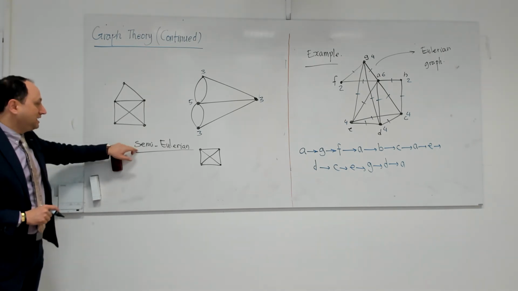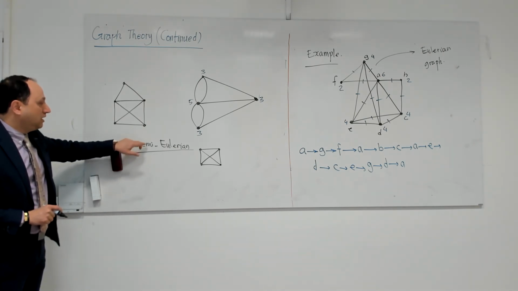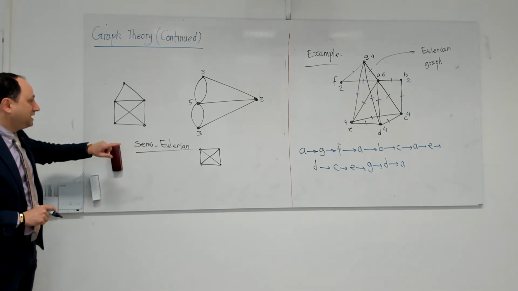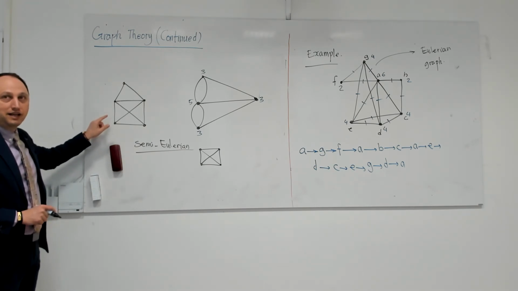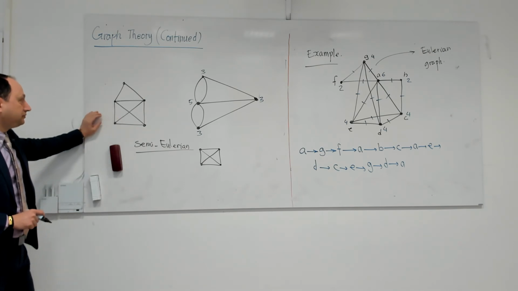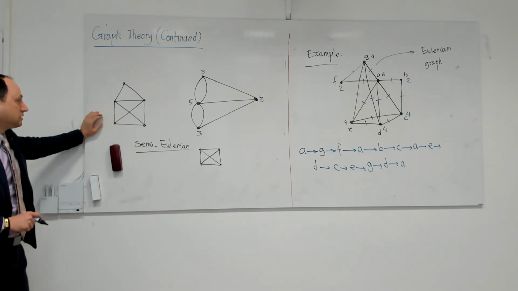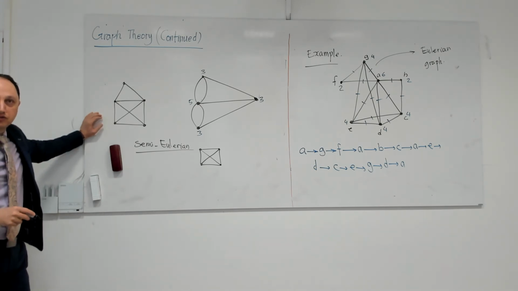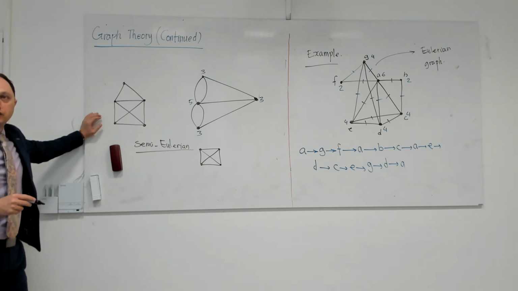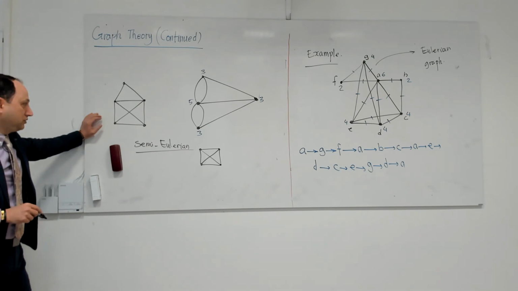But this, we will see, it is a semi-Eulerian graph. It means that you can find a trail in this graph that passes through all the edges exactly once. So it means at the end of the day, you will be able to draw this graph with one pen stroke without repeating any edges. But the point is that you will not end up at the same point that you started from. Can you draw it, by the way?